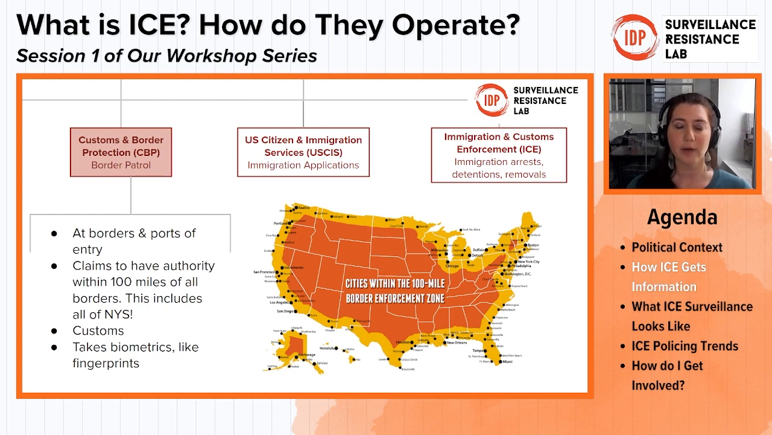CBP agents are charged with customs. They have the power to let individuals enter the US or turn them away at ports of entry. And whenever they encounter individuals, one thing they do is take biometrics, which includes fingerprints and other information, and they put this in a database which is shared within DHS and with the other agencies within DHS. Next slide.